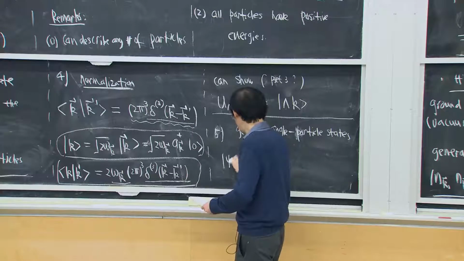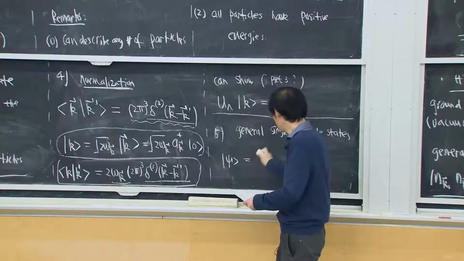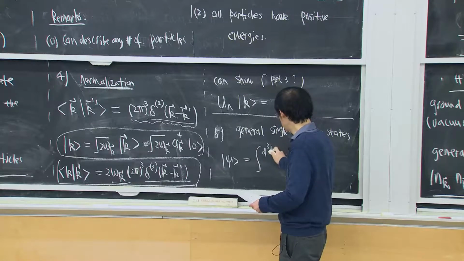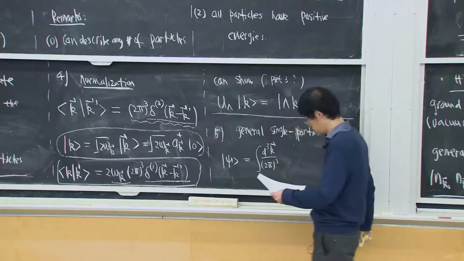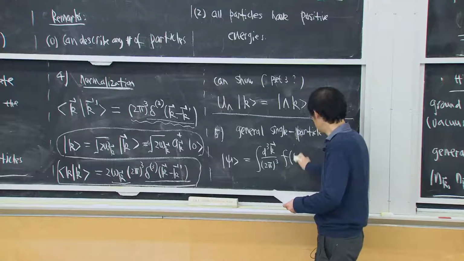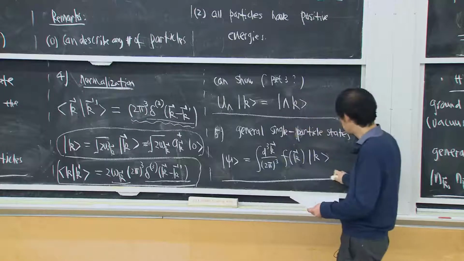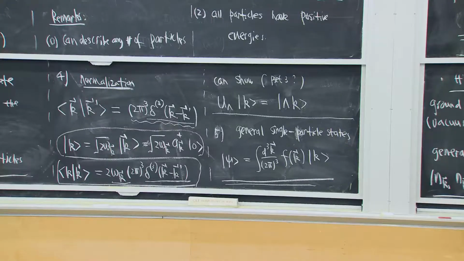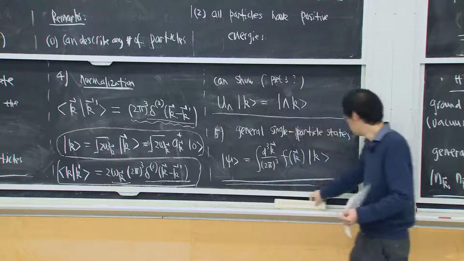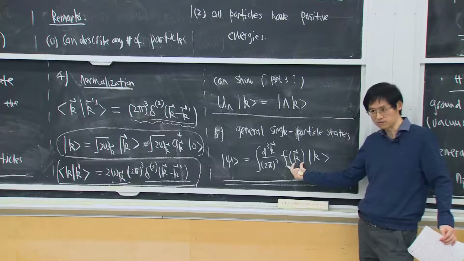We can write it as psi, just a superposition of these |k>. Again, you only need to integrate over spatial momentum, because only the spatial momenta are independent, with some arbitrary function f(k) times |k>. Any single particle state you should be able to write this way. In particular, by choosing appropriate f(k), you can construct a local wave packet.